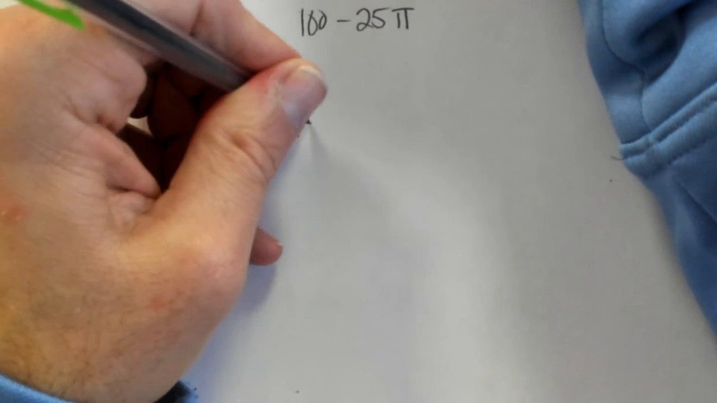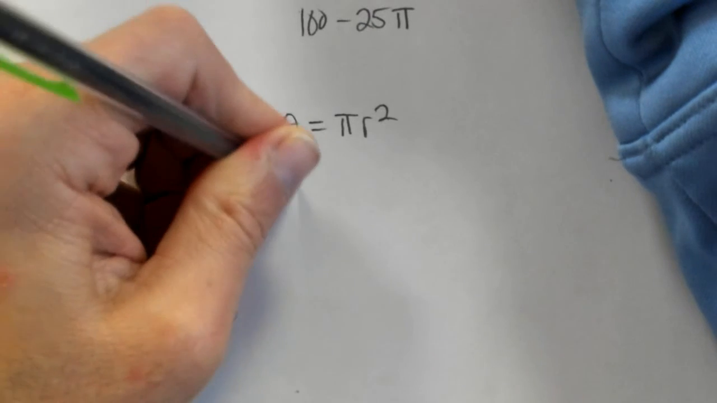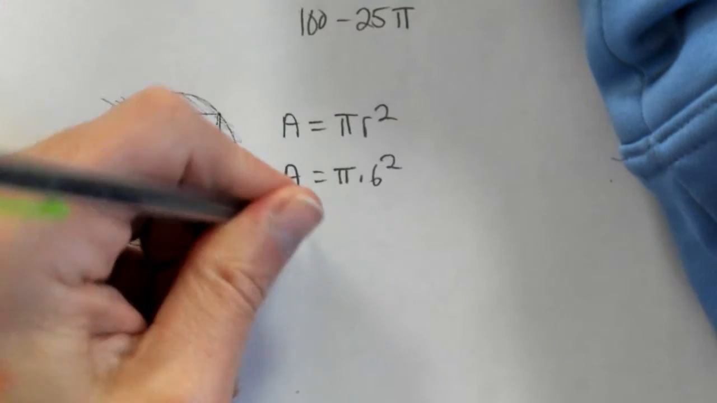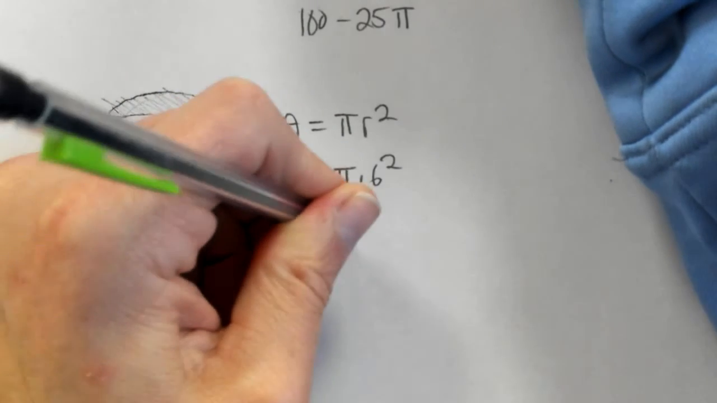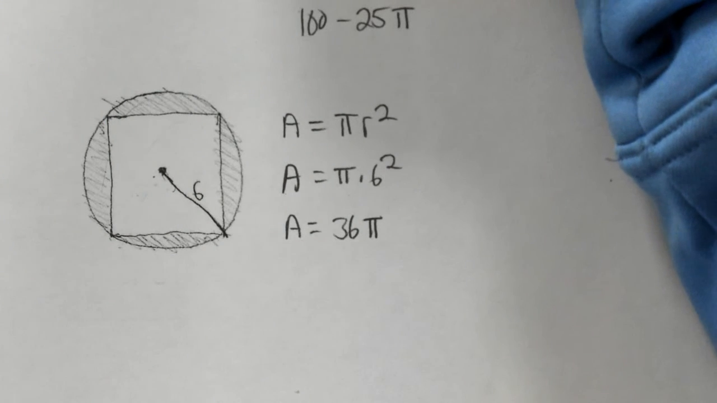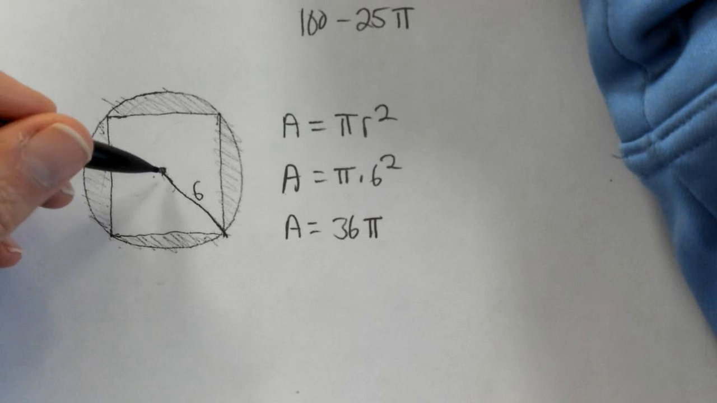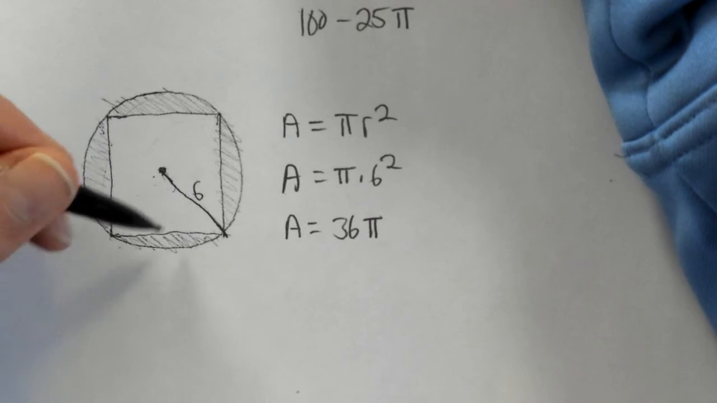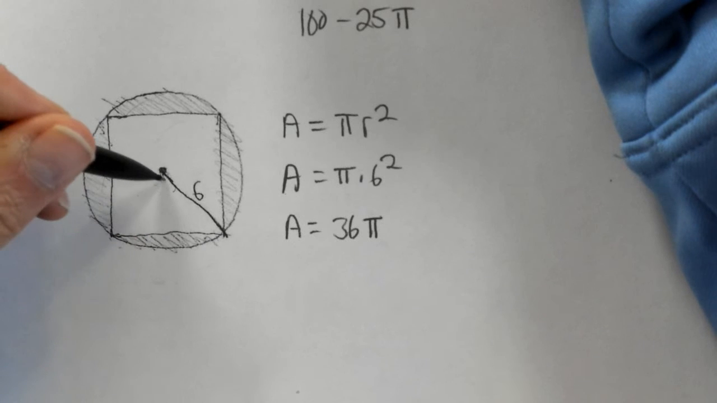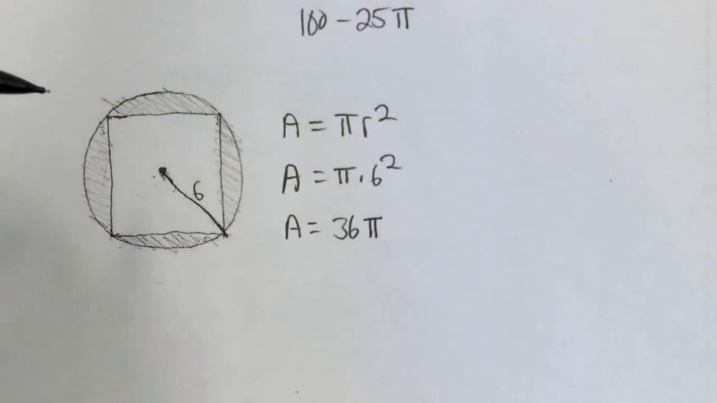So that's going to be area equals pi r squared. Area equals pi times, we can find the radius pretty easy, 6 squared. So the area of the entire circle is going to be 36 pi. All right? So there we go. Now, we need to find the area of this square. Now remember, the area of a square is length times width. Okay, I've got half of a diagonal of this square.